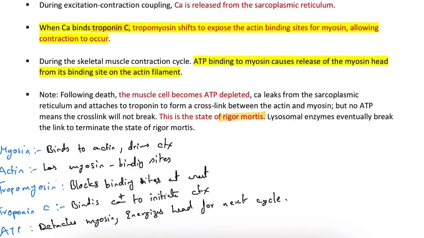Then enzymes from lysosomes gradually break down proteins and the muscle relaxes. After death, mostly people get stiff. Why? Because of no ATP. Okay, so these are the main things.